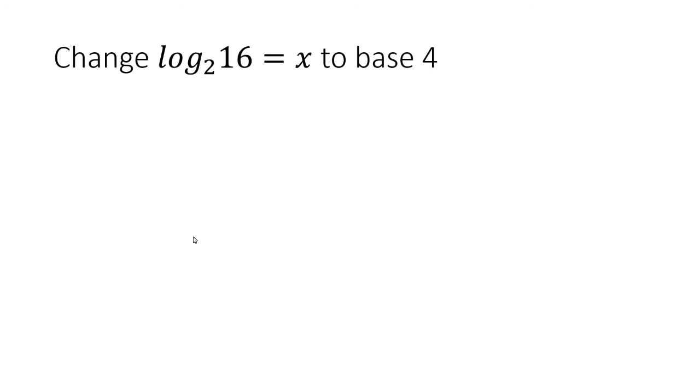Okay. So we're going to look at how to change log base 2 of 16 equals x to base 4. The first thing we need to do is put this into an exponent. So 2 to the x equals 16. We know 2 to the 4th equals 16, so x is going to equal 4.